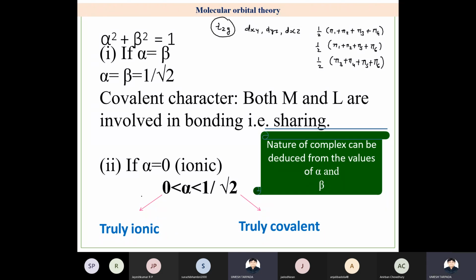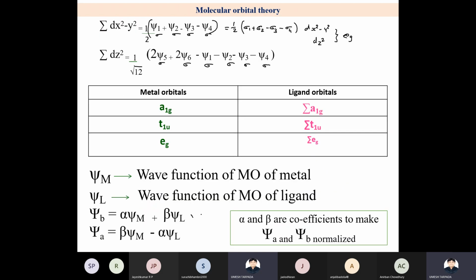T2G cannot form sigma bond. And see, the value of this alpha and beta coefficient you may get. See here, this is the two-way. This is a bonding molecular orbital. This is anti-bonding, and alpha and beta are coefficients. And here see, this is a ligand group orbital psi L, and psi M is a metal group orbital. So they are combined in two different ways. Okay, alpha and beta are the coefficients. So you may get either bonding or anti-bonding. See, this is a metal orbital. Corresponding to it, this is a ligand group orbital. So now, see, you can have alpha beta values.